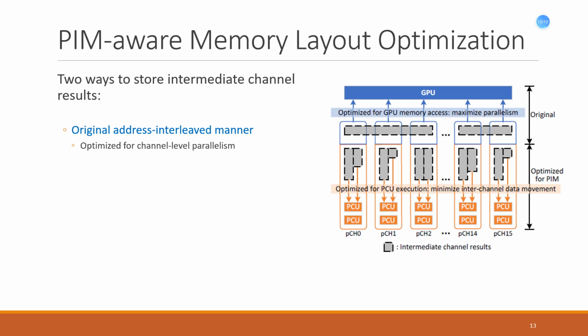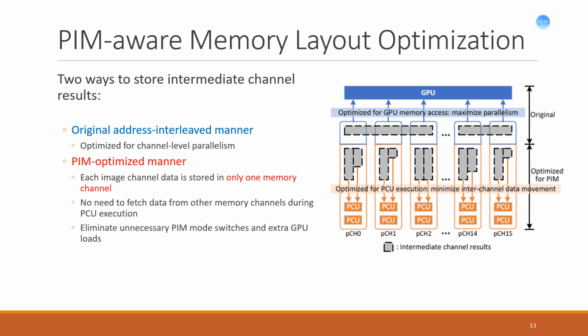Although in this way the GPU can read results from all memory channels simultaneously to get maximum parallelism, when a typical PCU core needs those data, it must perform inter-channel memory access to retrieve data, which severely harms the performance. Therefore, we choose to store each image channel's data inside only one memory channel for more convenient PCU data access. Without inter-channel data movement during PCU execution, we can eliminate unnecessary PIM mode switches and extra GPU loads.